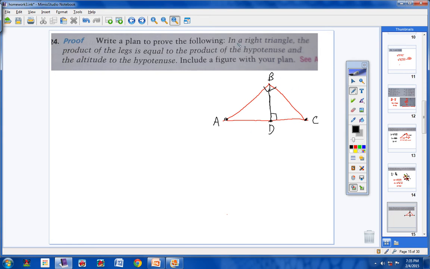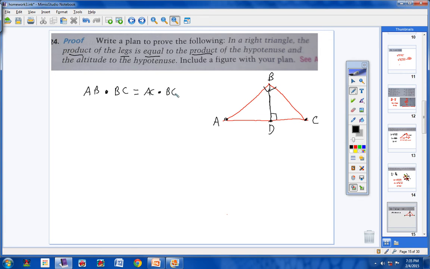Now, in a right triangle, the product, that means you're going to multiply. Got it? The product of the legs, okay? Well, here's one leg, AB. Here's the other leg, BC, okay? So the product of the legs, AB times BC, equals the product of the hypotenuse and the altitude. So we're going to multiply. What are we going to multiply? The hypotenuse and the altitude. Well, the hypotenuse is AC, and the altitude is PD.